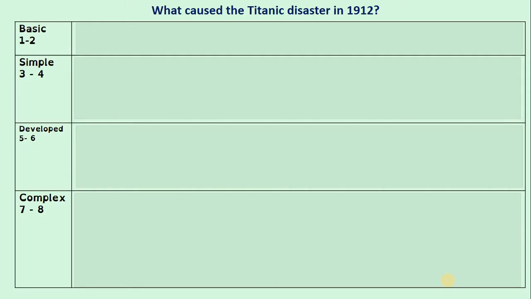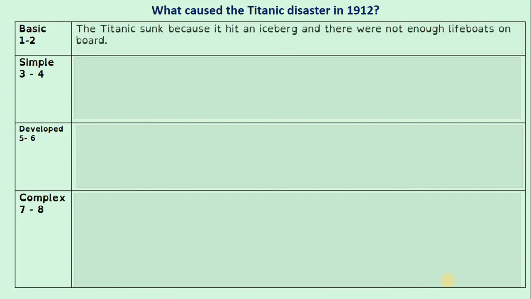Now, it's really important to point out that the AQA mark scheme uses these criteria in their assessment objectives with explanations. It's basic, simple, developed, and complex. And you want to be consistently getting into developed and pushing onto complex to get the top grades. So, what caused the Titanic disaster in 1912? Let's consider this question as an example.